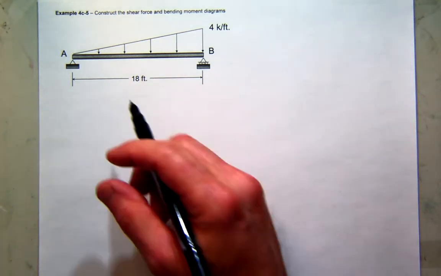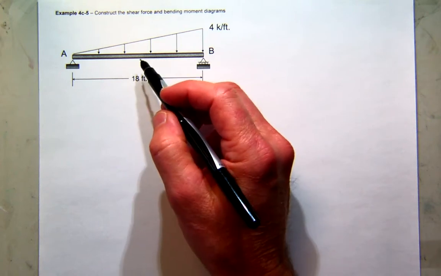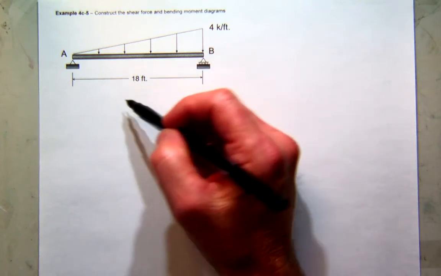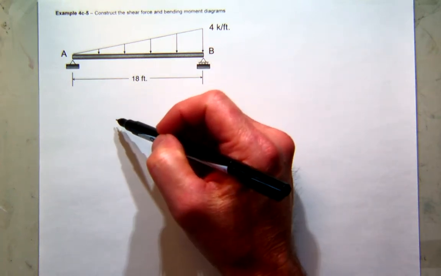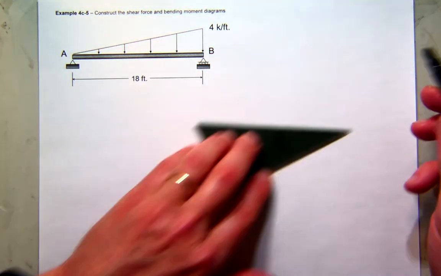All right, so let's try this one. I think we did one like this previously, kind of in general, but this one's got numbers now, so let's see if we can figure that out. So I'm going to need to find my reactions at A and B to get started.